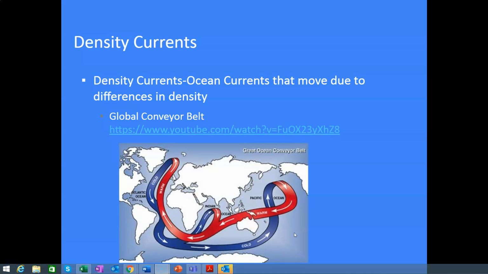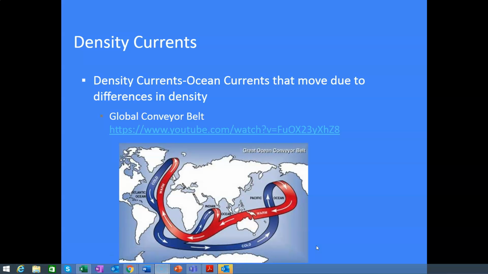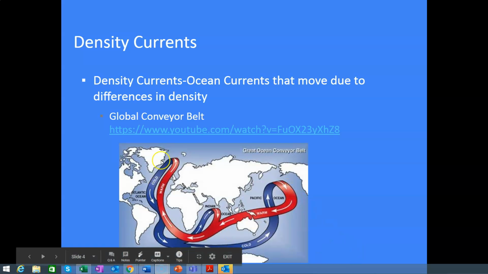Now next I want you to think about the conveyor belt. This is the global conveyor belt, the density currents. Now with the global conveyor belt, if you don't know what a conveyor belt is, you think you don't, but you actually do. Think about at Walmart, or any grocery store, when you're scanning, they have that belt that's automatic, that'll come right to where the cash register is, and then the cashier scans it. That's the symbol of a conveyor belt. So when we're looking at currents, we're looking at a global conveyor belt that is all around the world, which is why we call it the global conveyor belt.